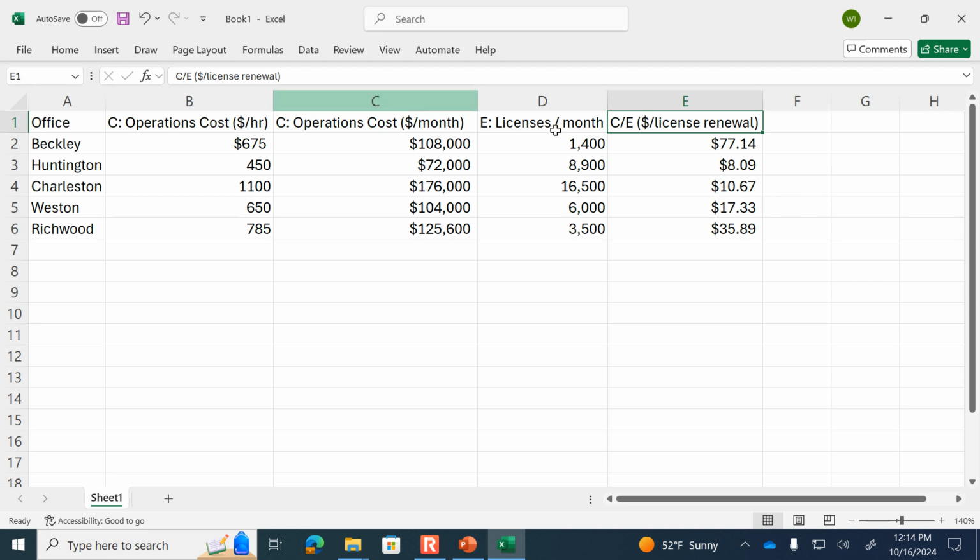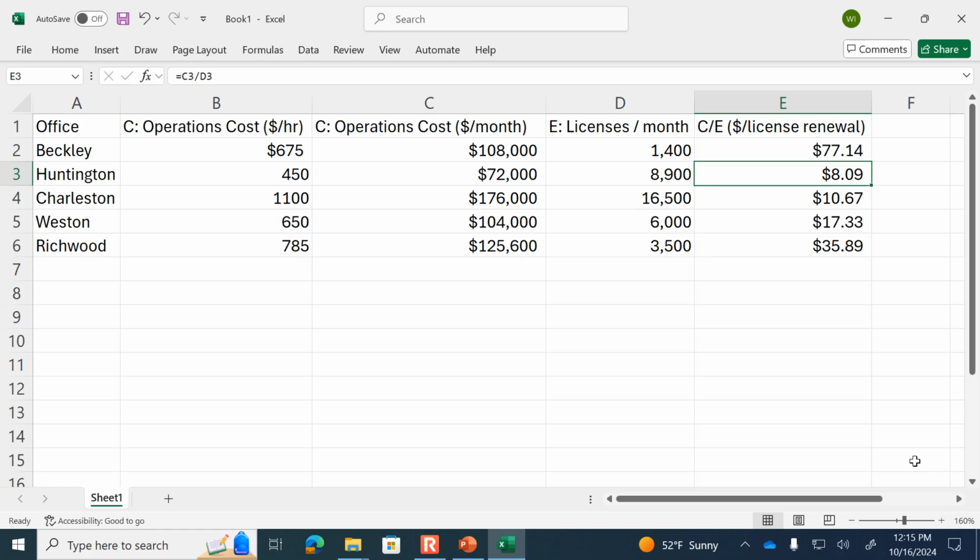Less cost. Yeah, do you want to spend $77 for each license that you renew, or do you want to spend $8 for each license that you renew? Well, obviously, if you're a government agency and you have a limited budget, you want to get as many people through the system as possible. And one way of looking at that is how much are you spending for each license that gets processed. And so the best one is the lowest.